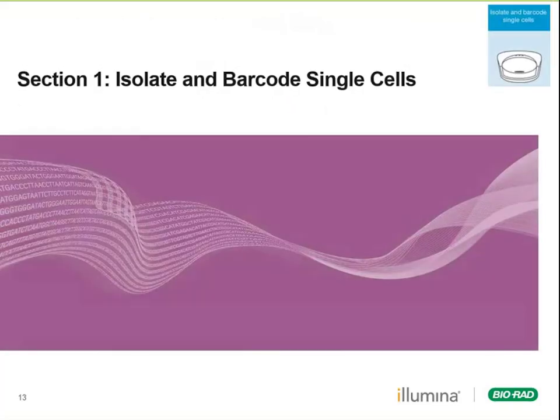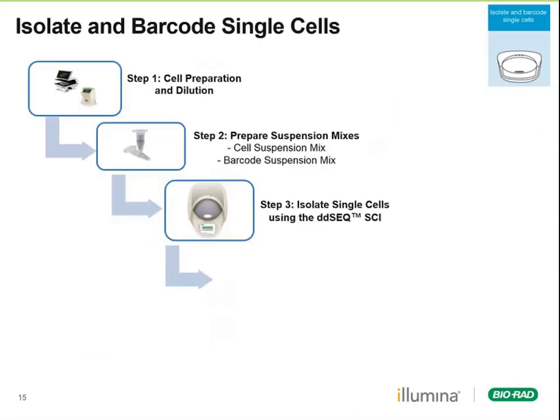Now we can jump into the protocol, starting with the isolation and barcoding of single cells. This can be broken down into 5 steps. Let's look at the ones taking place around the ddSEQ SCI first. You're going to start by cell preparation, taking your cultured cells and preparing them to the right concentration.